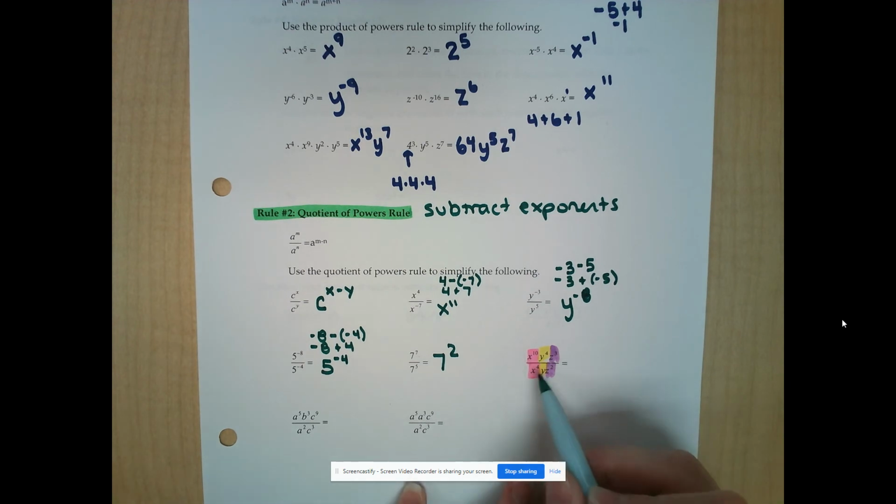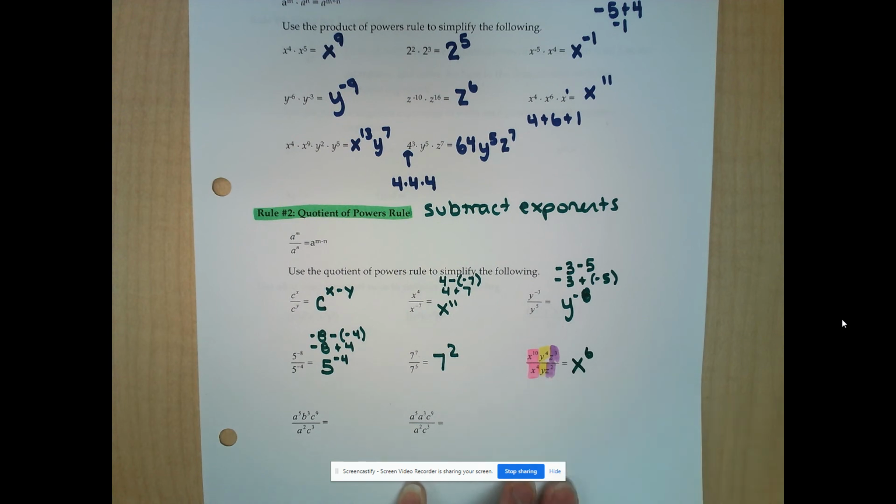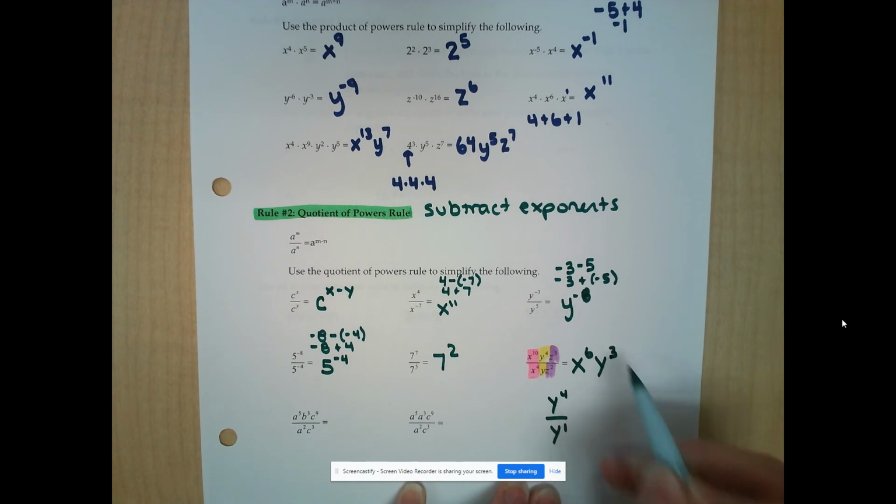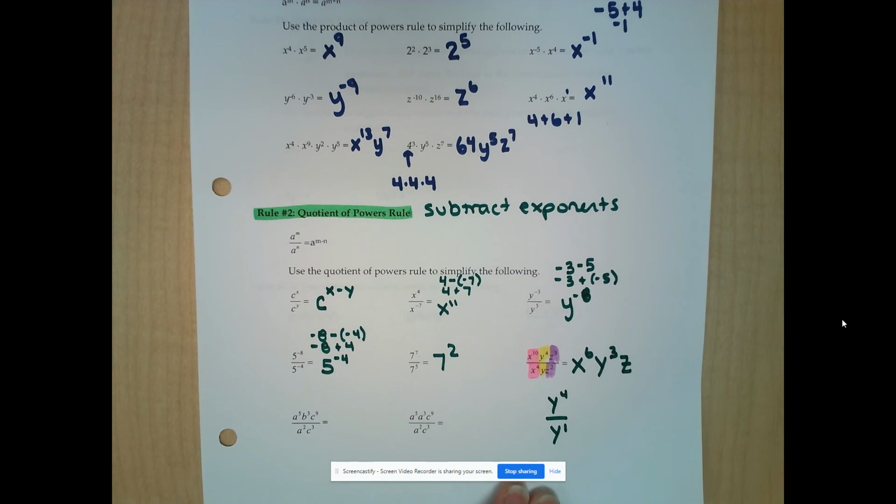So x to the 10th over x to the 4th is x, 10 take away 4 is to the 6th. Y to the 4th over y is really y to the 4th over y to the 1st. So when I subtract those, I get y to the 3rd. And z to the 3rd over z to the 2nd is z to the 1st. And you'll notice that I don't write the exponent. I just put a single z.